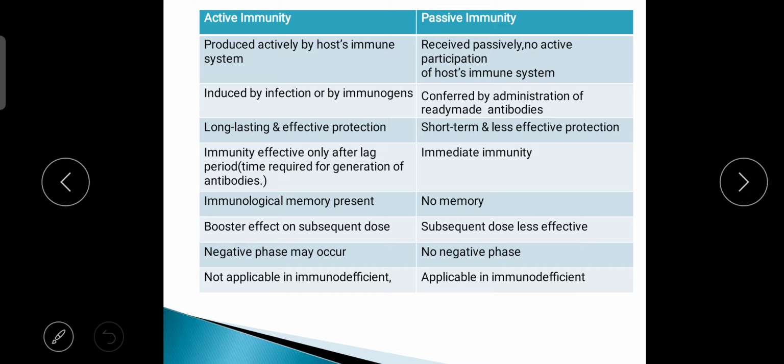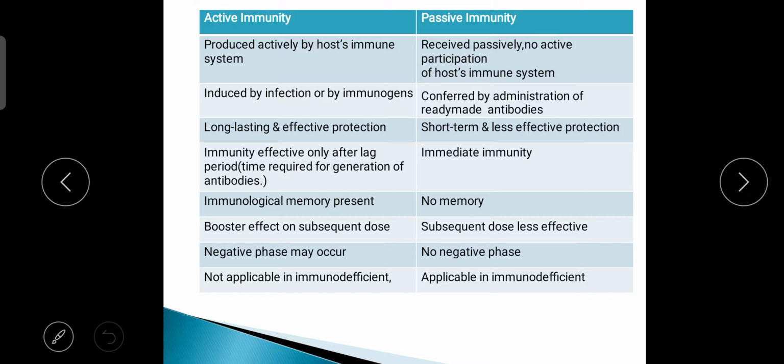Active immunity has a memory, that is immunological memory, but passive immunity doesn't have any memory. Active immunity has a booster effect on a subsequent dose, but for passive there is no subsequent dose, or it is less effective. Active immunity has a negative phase, but passive doesn't. And active immunity may not be applicable for an immunodeficient patient, but passive can be applicable for an immunodeficient patient.